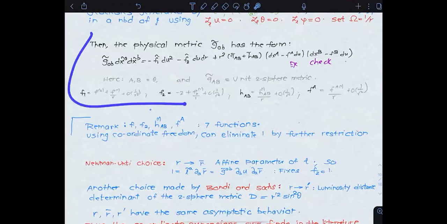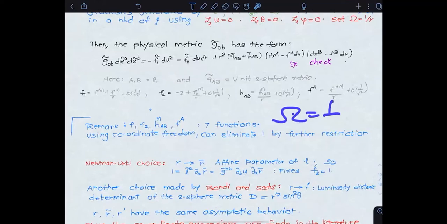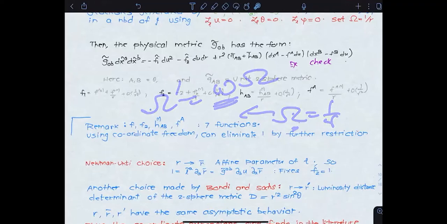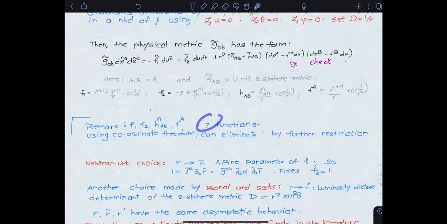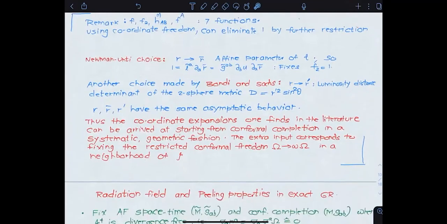And so this is a form of the metric that you can easily show just starting from a conformal completion. So these are 7 functions, but you still have some coordinate freedom because I just chose omega to be equal to 1 upon r, but I can still have this freedom: omega goes to omega prime, which is equal to little omega times omega. And I can use this freedom further in order to eliminate one of these functions. And there are 2 choices, one made by Bondi-Sachs and Newman-Unti, which are written here. I'm not going to go through them right now, but I will, if there's time at the end, go through it. But I will also send these notes so that you can look at them.